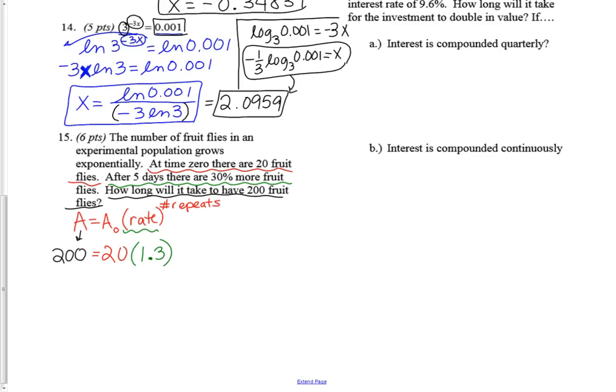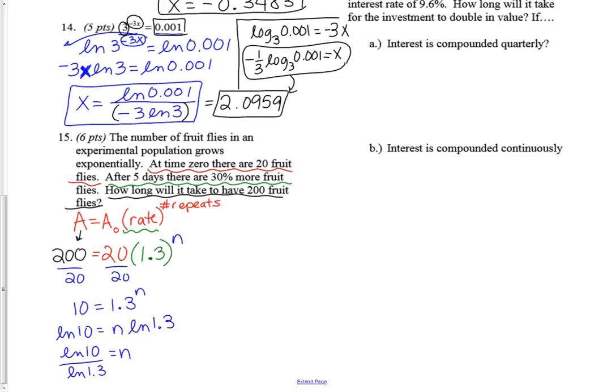I'm looking at how long it's going to take, so what I'm looking for up here is my number of repeats. In order to solve this equation, I would divide both sides by 20 to get rid of the coefficient. So now I would have 10 equals 1.3 to the n, where n is the number of repeats. To solve, I could take the log of both sides, bringing out the exponent at the same time. Then to get n by itself, I divide both sides by the ln of 1.3, and I have n is the ln of 10 divided by the ln of 1.3. So this is how many repeats.